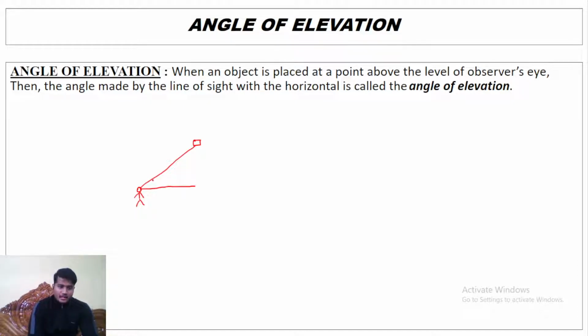So the angle which the line of sight makes with the horizontal, here we have this as the line of sight. That means through this line we are observing the object which is above the level of our eye. So the line of sight is making an angle with the horizontal. This angle is termed as angle of elevation.